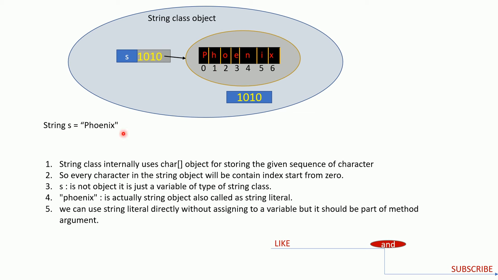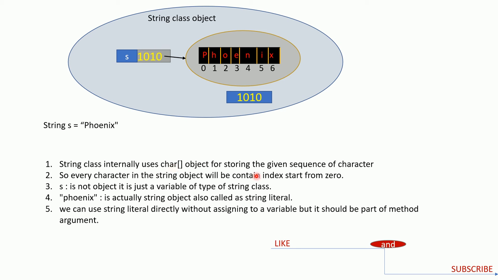For example, I have taken one string s is equal to "phoenix". Phoenix is present inside the double quotes, so we can also call it a string literal. The String class internally uses a character array object for storing the given sequence of characters. Inside the string constant pool, it is stored in the form of a character array.